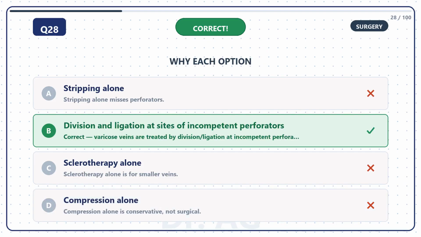And the correct answer is division and ligation at sites of incompetent perforators. Correct. Varicose veins are treated by division and ligation at incompetent perforators with stripping. So, the right answer is option B. Division and ligation at sites of incompetent perforators.